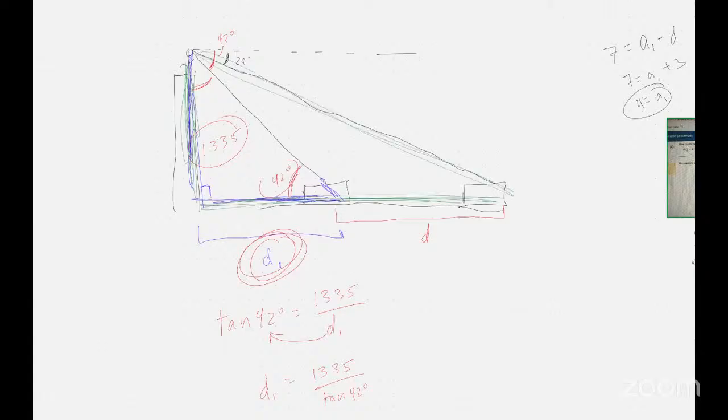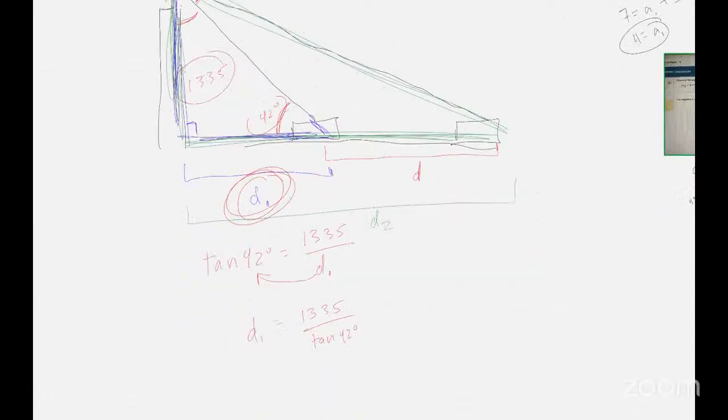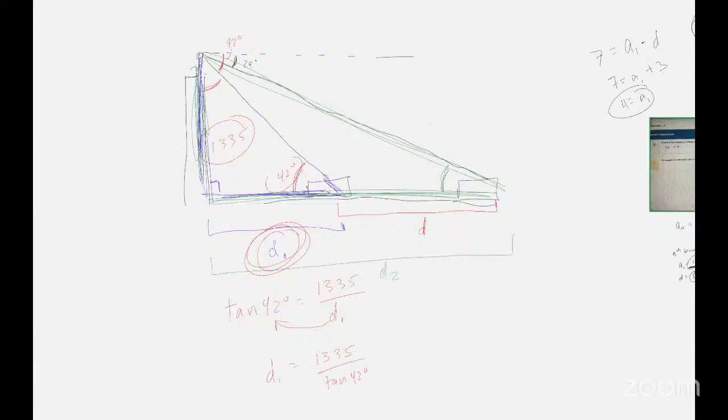Oh, so do I not find the angle of 29 part? Yeah, the 29. So where would 29 be? It'd be right here, wouldn't it? Yeah. So what would D sub 2 equal? By using the same formula, it'd be 1335 over tangent of 29, right? Because it's the same kind of triangle. You got it?